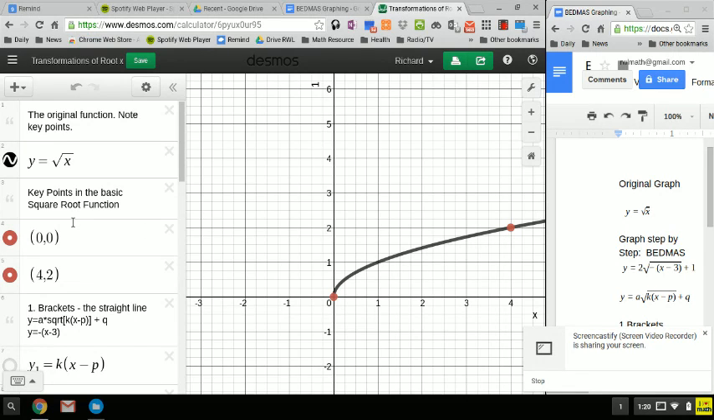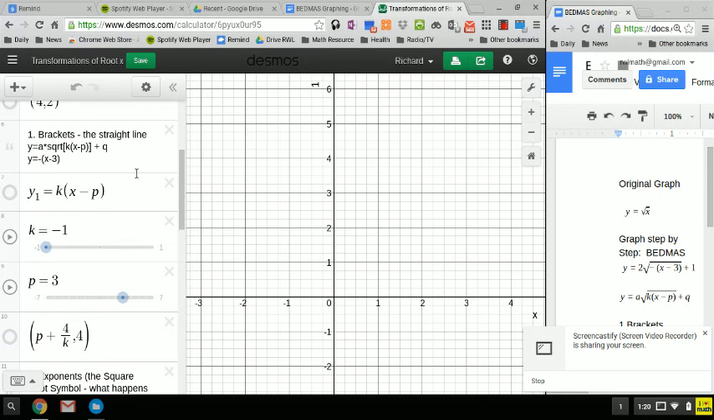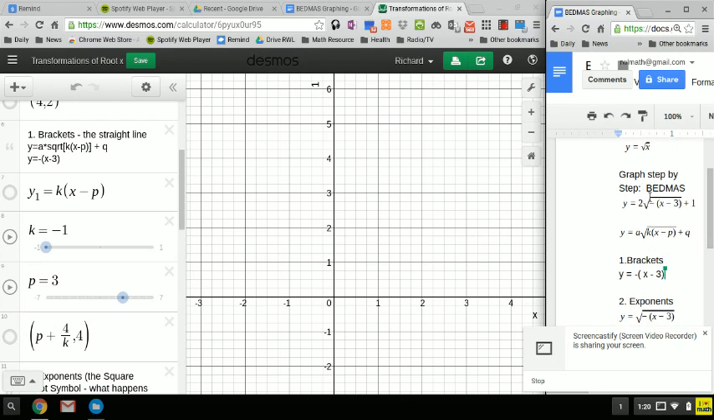So let's now start with our original graph. I just have to turn things on and off. What we're going to start with is the actual function that we're going to sketch. If you look to the right of the screen now, we're going to sketch this one right here, y equals 2 root negative x minus 3 plus 1. And that's what we're going to sketch step by step.